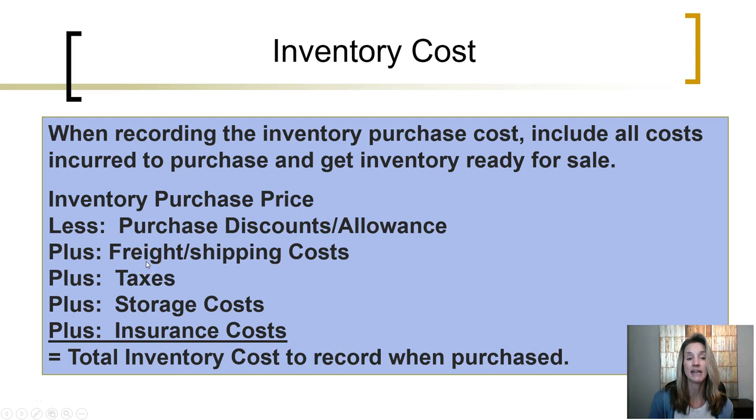We will then add in any additional cost incurred to get that inventory in place and ready for its sale. That will include freight or shipping costs, any taxes we pay on the purchase, any storage costs we incur, plus any insurance costs. So the total inventory cost that we record upon purchase is the original purchase price, less any discounts, plus freight or shipping, plus taxes, plus storage, and plus insurance costs.